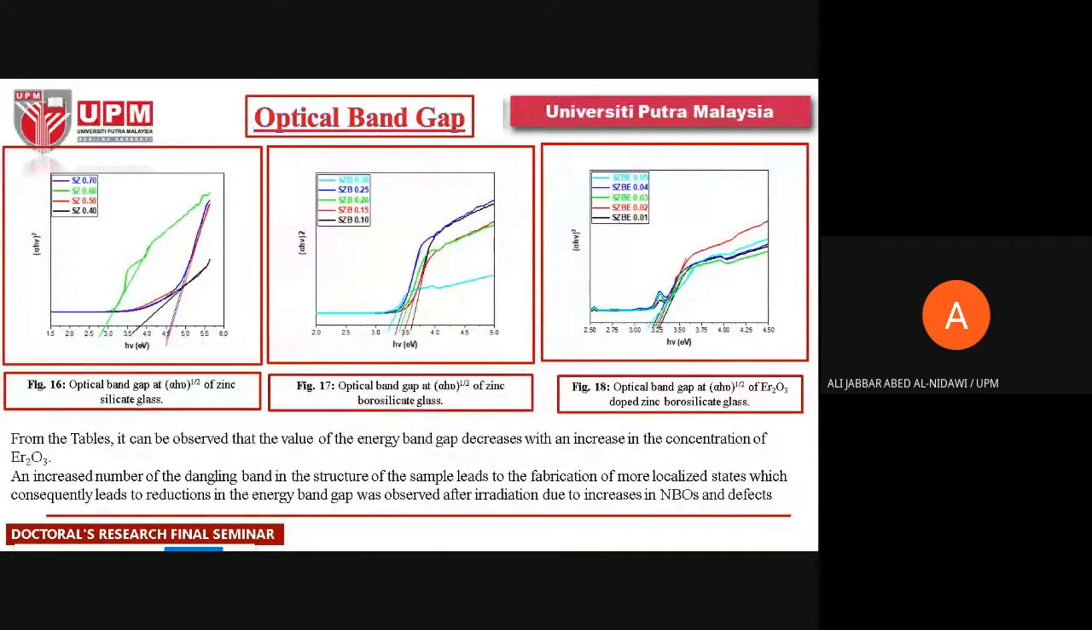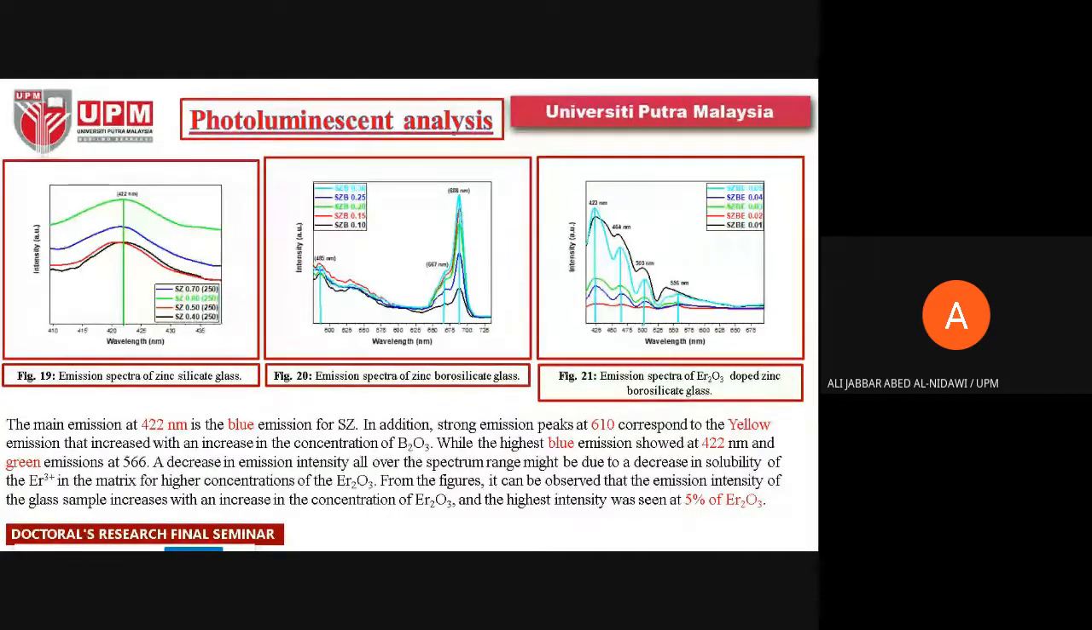It can be observed that the value of the energy band gap decreases with the increasing concentration of erbium. An increasing number of dangling bonds in the structure of the sample leads to more localized states, which consequently leads to a reduction in the energy band gap. This was observed after irradiation due to the increasing non-bridging oxygen and defects inside the samples.